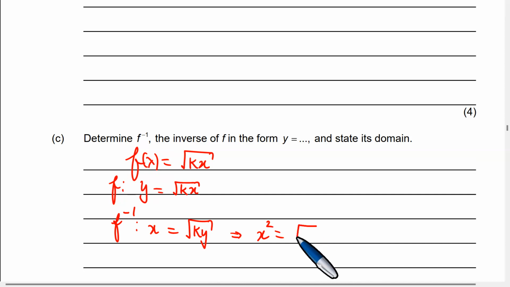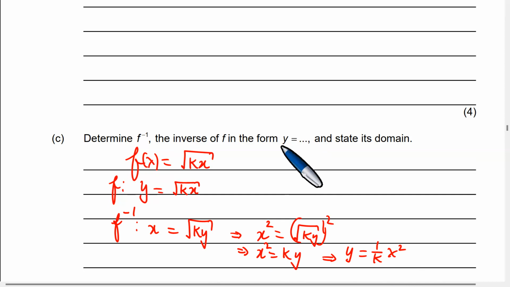So which means x squared, then we have ky and we square like this. Which means x squared is equal to ky, which means y is equal to 1 over k x squared. That is already the inverse. So write it in the form that is y equals 1 over k x squared.